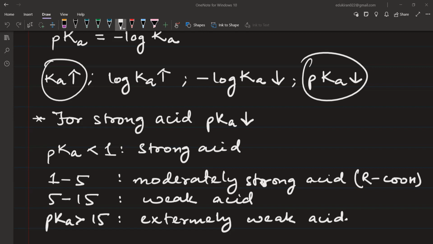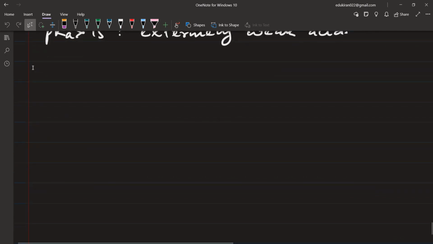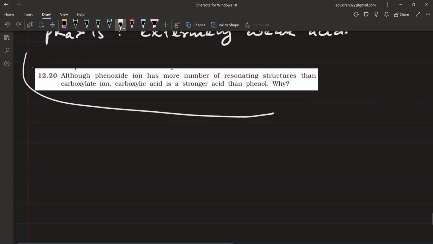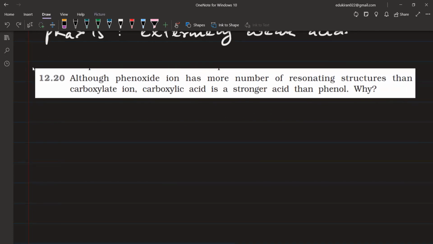Carboxylic acids are obviously more acidic than alcohols, but these are also more acidic than phenols. Okay, even though phenols have more number of resonating structures. So there is a question in NCERT. Please write this down: although phenoxide ion has more number of resonating structures than carboxylate ion, carboxylic acid is a stronger acid than phenol. Why?